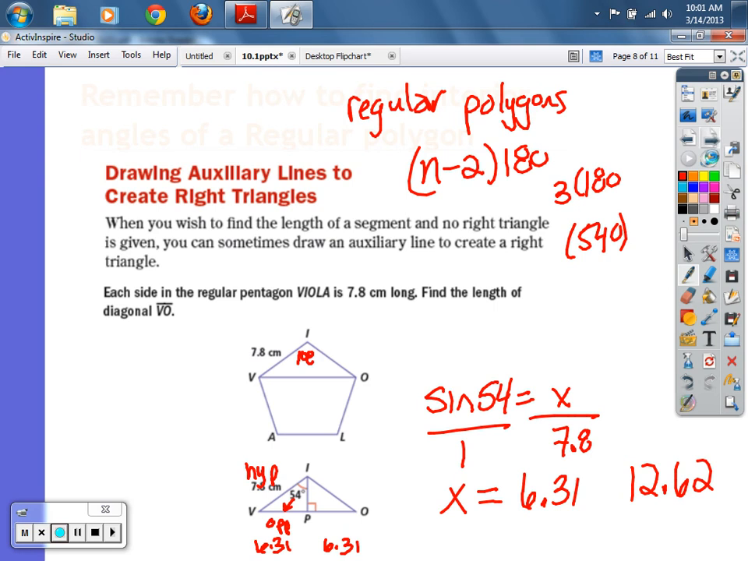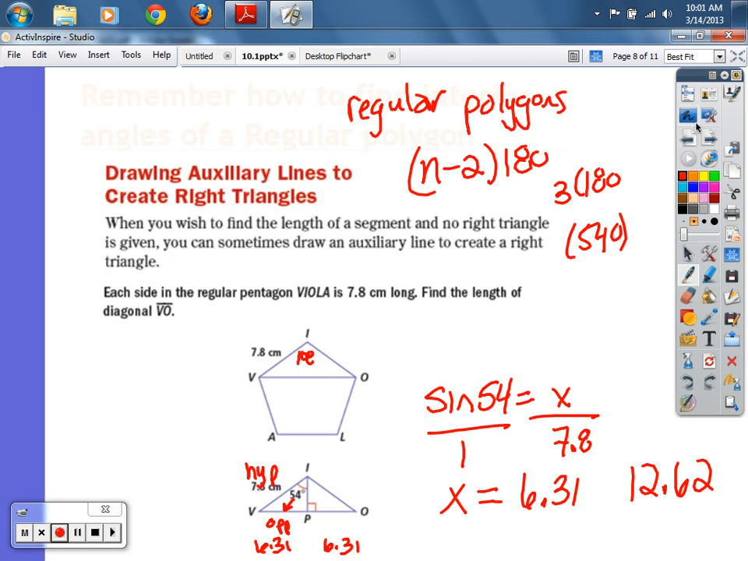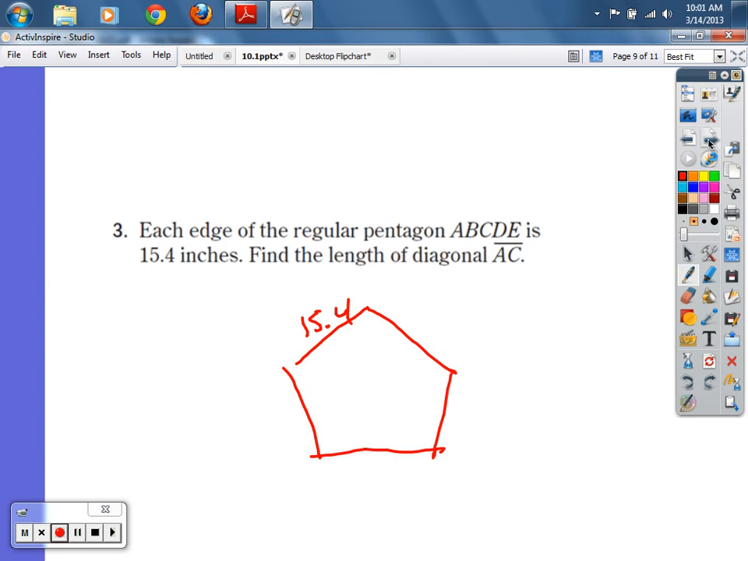Okay, so that's another thing you can do. Here's one more example. Regular pentagon. Each side is 50. Is that the same one I did? It wasn't 15.4 before. It was 7.8. But the process is going to be the same. They want the length of the diagonal A to C, so you're going to do the same process on this one.